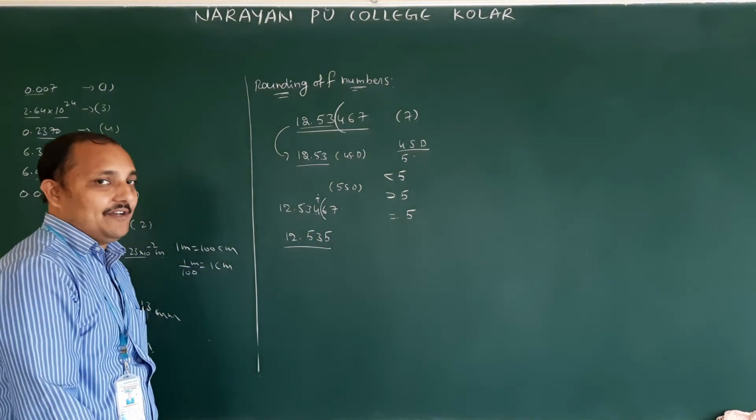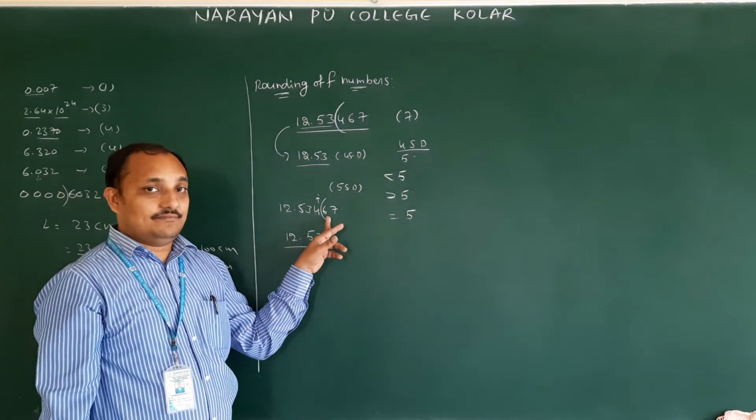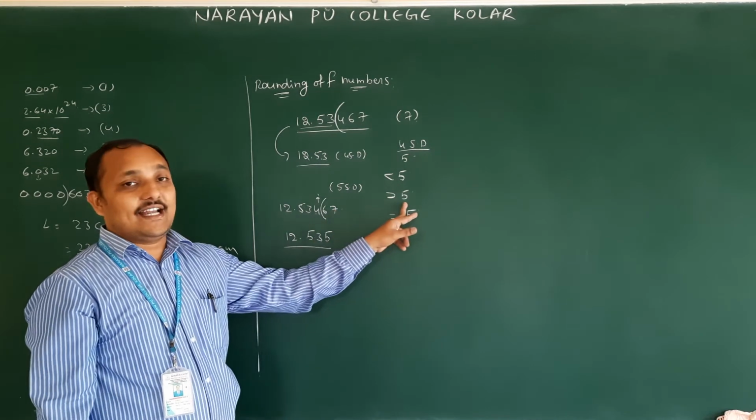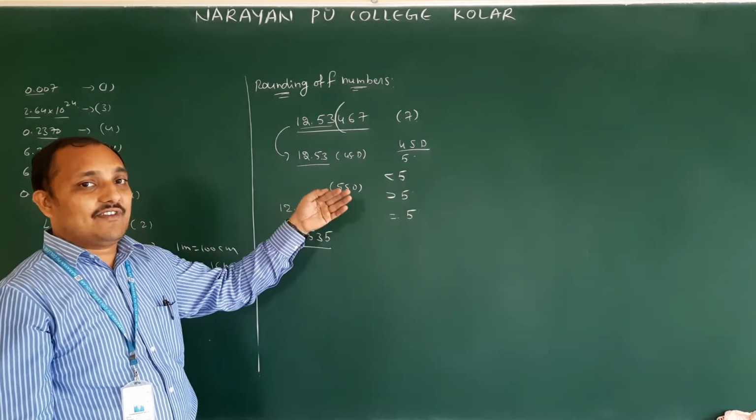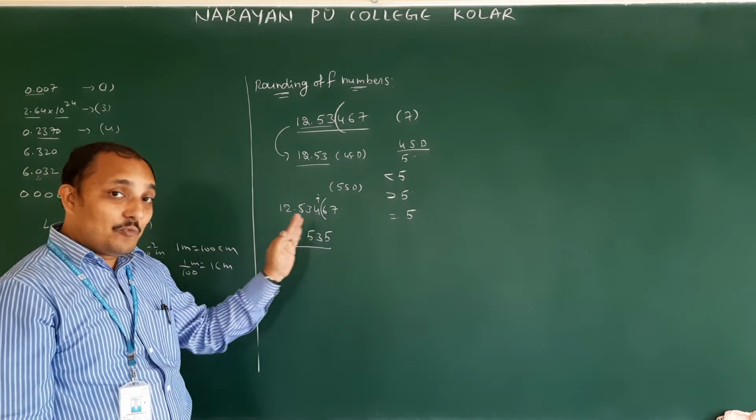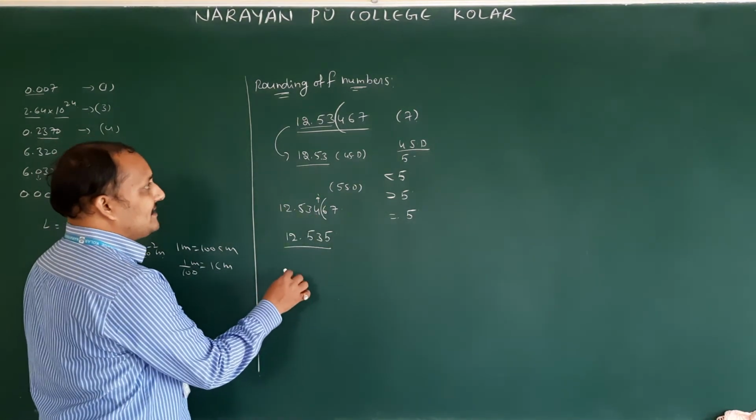We should not write 4. We should write 5. Why? Because the removing digit is going to be greater than 5. So less than 5 means it remains the same. Greater than 5 means we have to add 1. Okay. So you can take some examples for this.